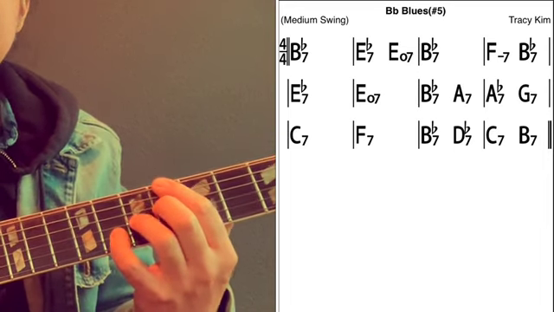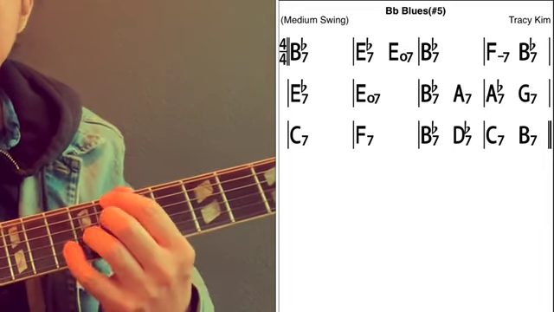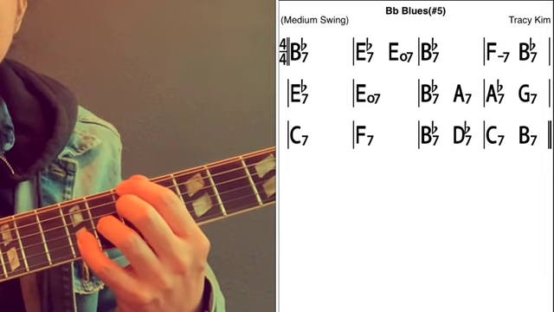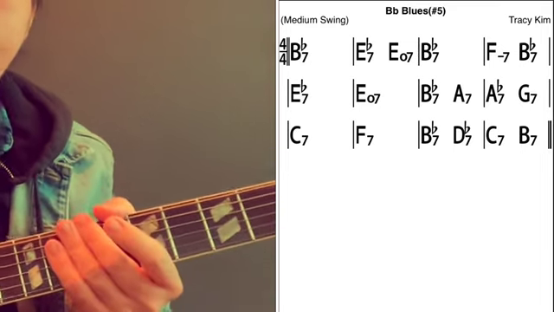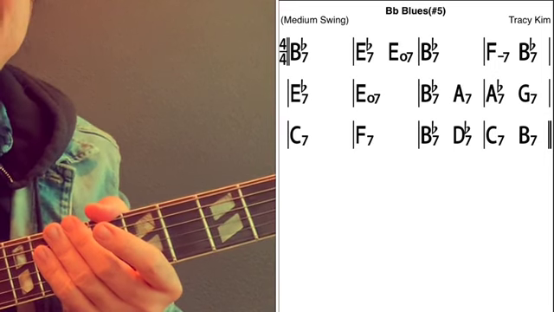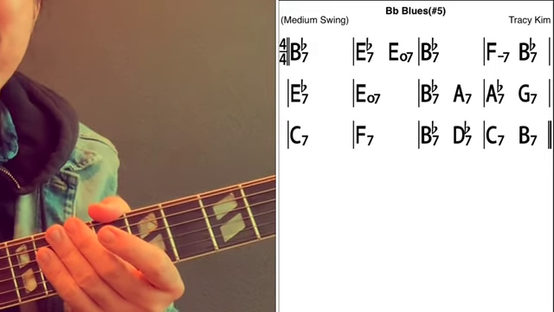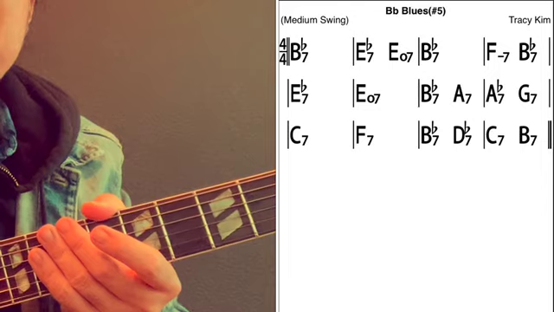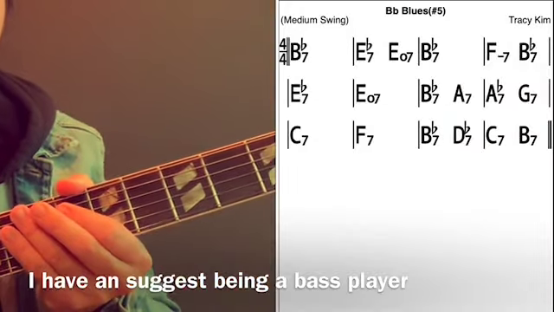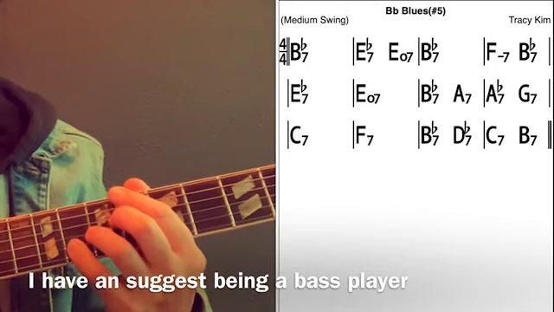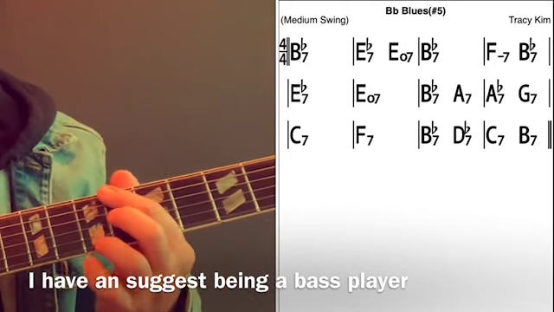B flat, D flat, C, B flat. And that's a 1-6-2-5 with TT sub. Abbreviation, rather, for tritone sub. B flat, G, C, F. And here, I'm just going to play along, but be a bass player. Let's start with the bass.